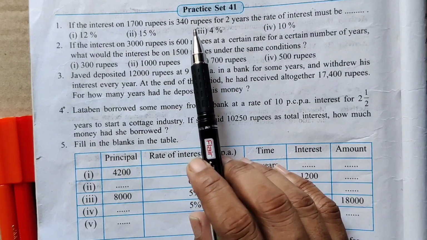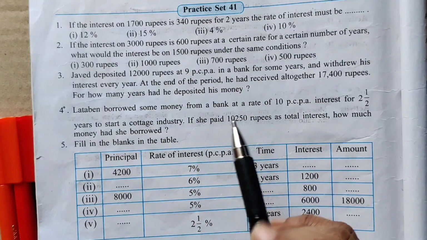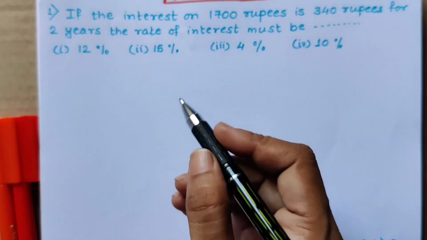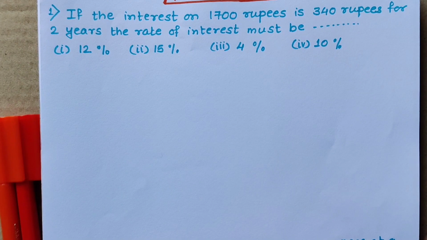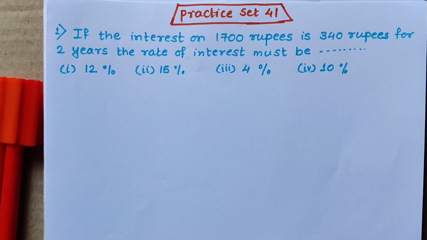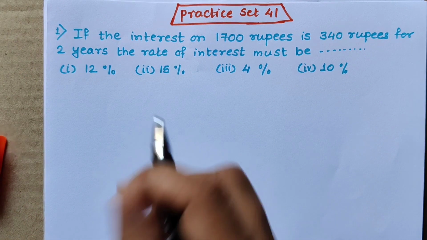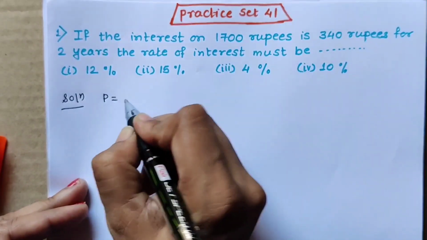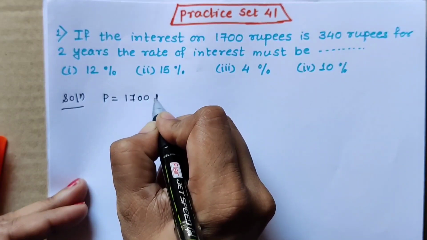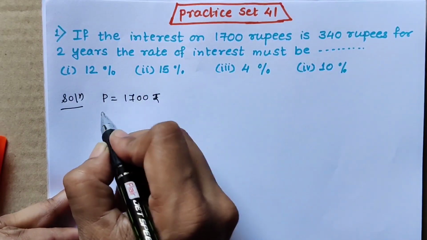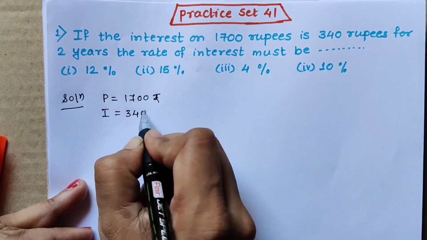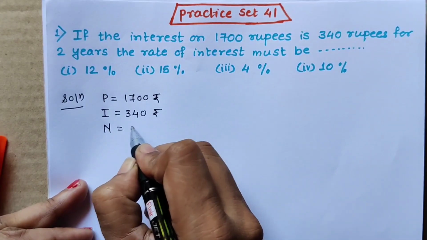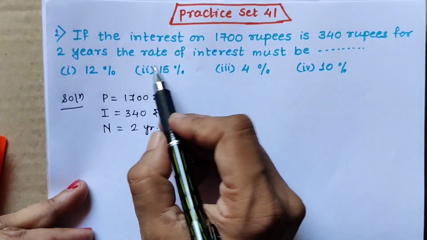But those who find it difficult to solve orally only by observation, they can solve in the rough. So let us see how to solve. As I have told you, the formula is same which we have used in our practice set 40. So first we can write the values. P value is 1700 rupees. Then 340 is the interest, I is equal to rupees 340. And 2 years is the number of years, that is the time in years, 2 years. We have to find the rate of interest.